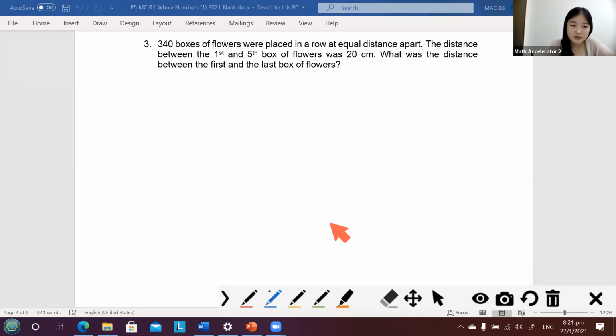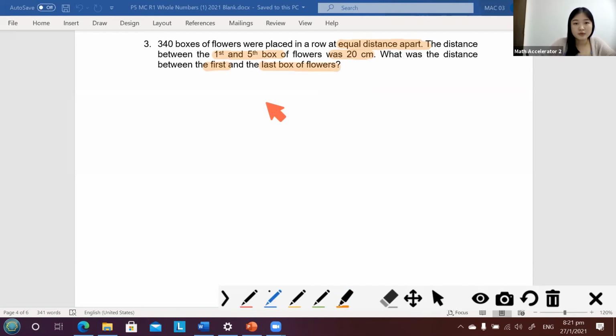Let's take a look at this question. 340 boxes of flowers were placed in a row at equal distance apart. So equal distance, keyword. The distance between the first and the 5th box of flowers was 20 cm. What was the distance between the first and the last box of flowers?